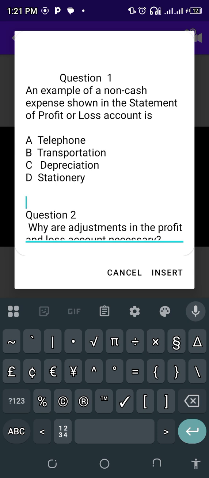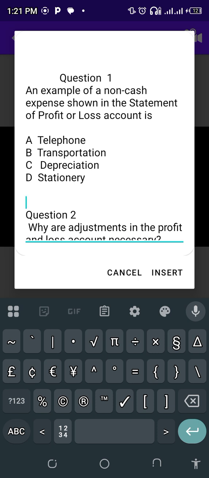Now, a non-cash expense is an expense for which cash is not spent. Telephone is an expense where cash is paid. Transportation, cash is given out. Depreciation, cash is not given out. And stationery, cash is given out. So the correct answer there is depreciation.